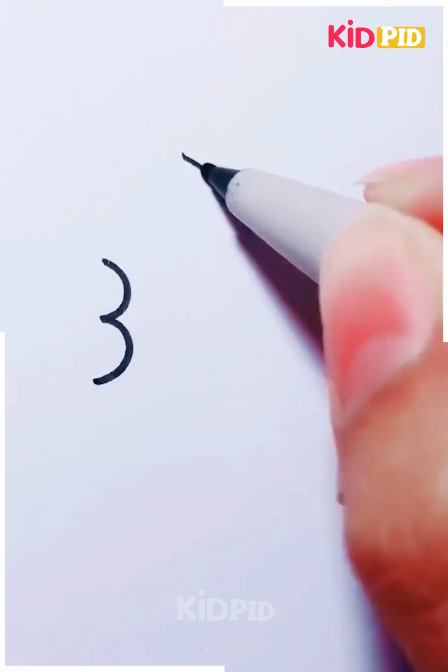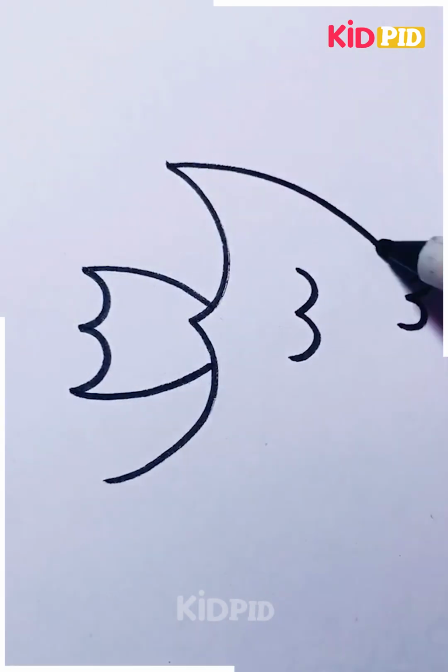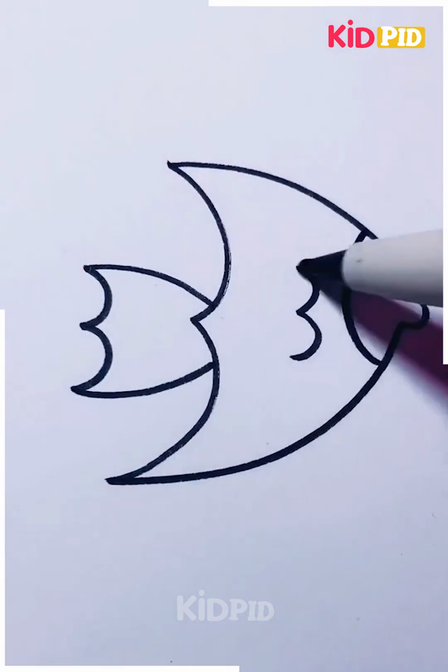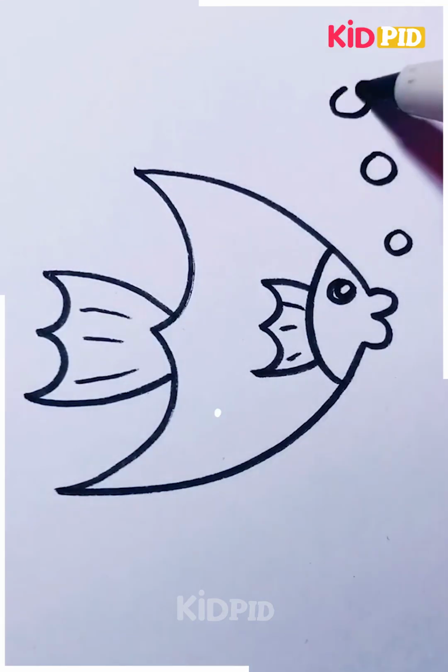Let's move towards our next project. Here we are going to show you how we can make a fish perfectly. The fins are to be made pointed and they add more beauty to our painting. Just fill it with some of your colors.